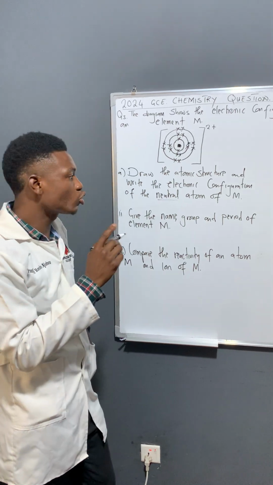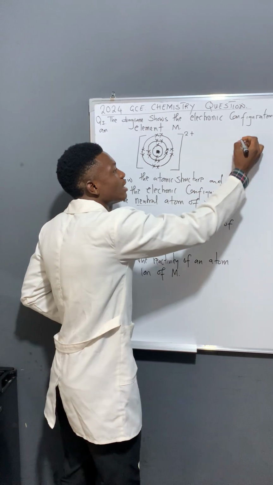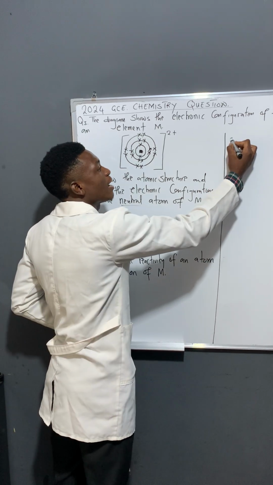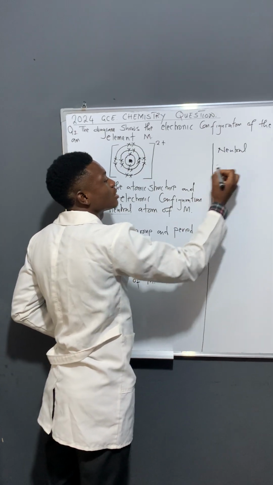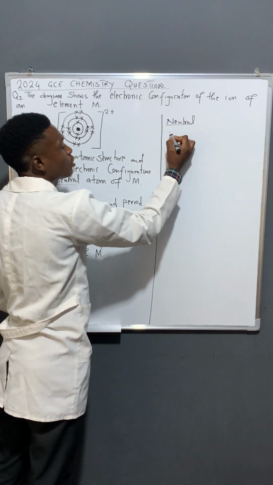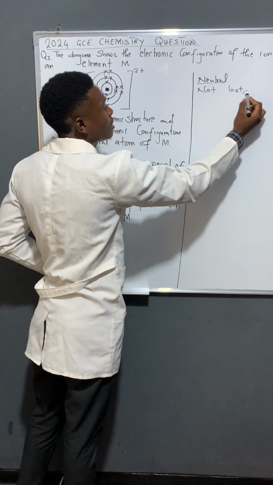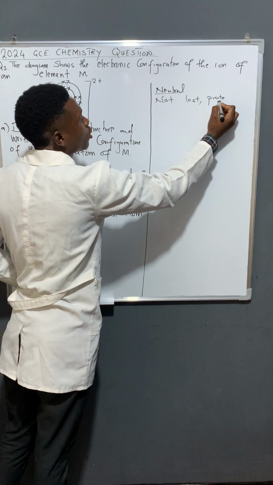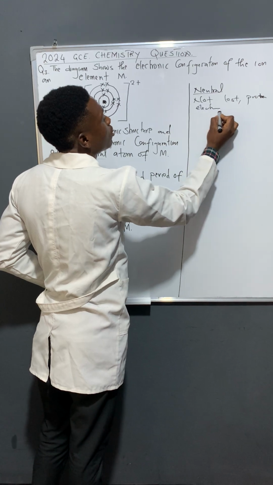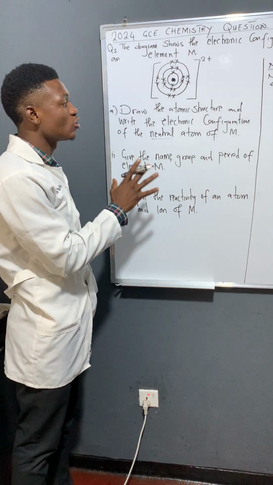A neutral atom is an atom which has an equal number of electrons and protons. In other words, a neutral atom is the one which has not lost and has not gained. It has not lost protons and electrons. So a neutral atom is the one which has not lost protons and electrons. It is neutral.